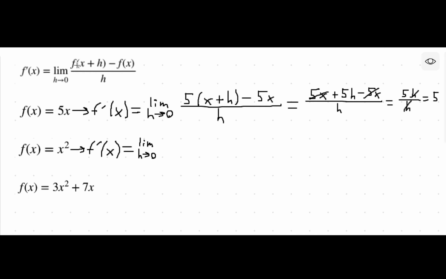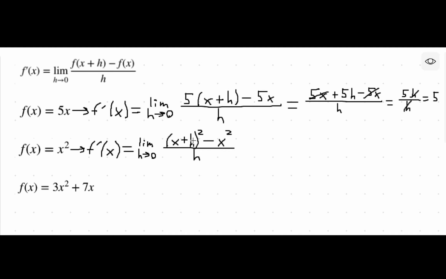Now I want to find f of x plus h again. So we have x squared. Like I said in the previous one, anytime we see an x, we have to replace it with x plus h. So for f of x plus h, we're going to have the quantity of x plus h squared. And now we're subtracting f of x. We're just going to subtract the original function again, so we're going to have a minus x squared. And it's going to be divided by h.